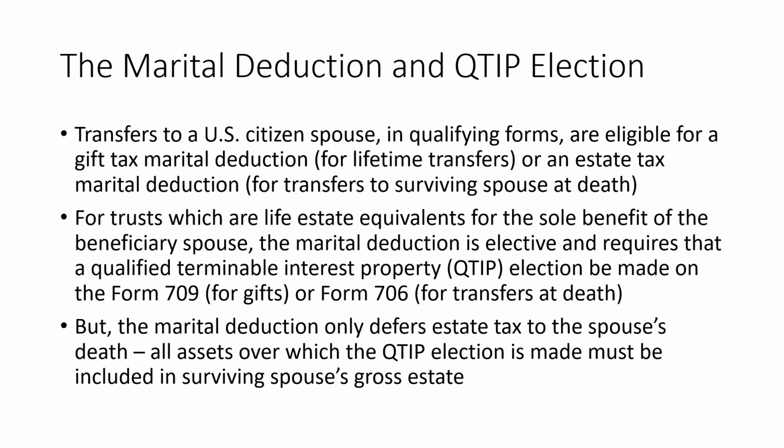Now, one problem with the marital deduction is that it's not an estate tax avoidance technique, it's simply an estate tax deferral technique. So what happens is that any assets over which the QTIP election has been made will be included in the surviving spouse's gross estate at their date of death fair market value. So this isn't a perfect solution, it's really just a deferral of estate taxes.